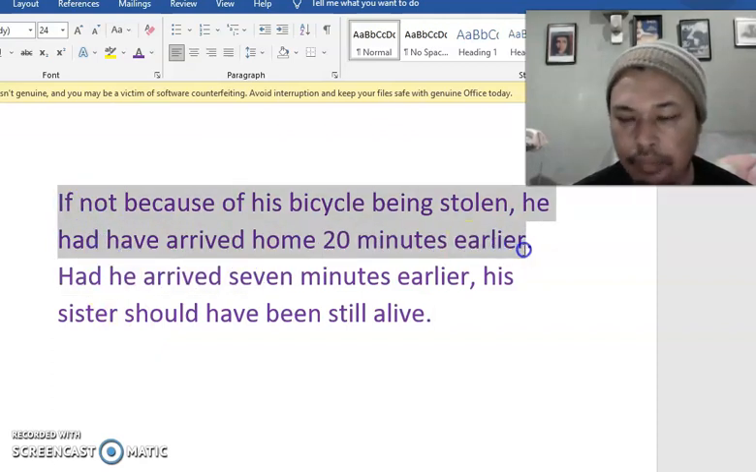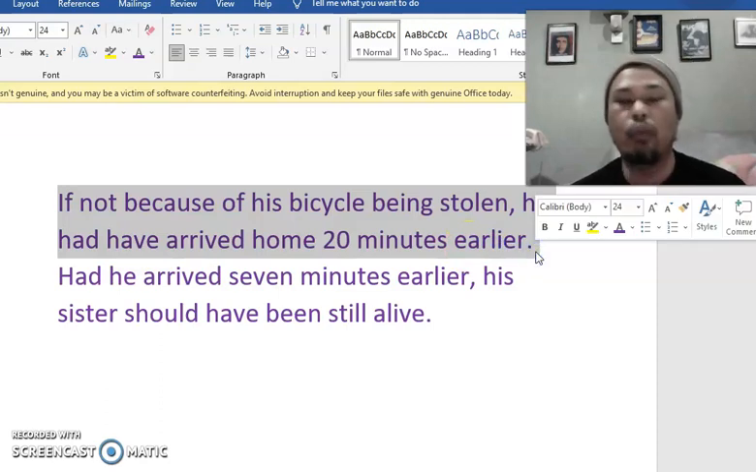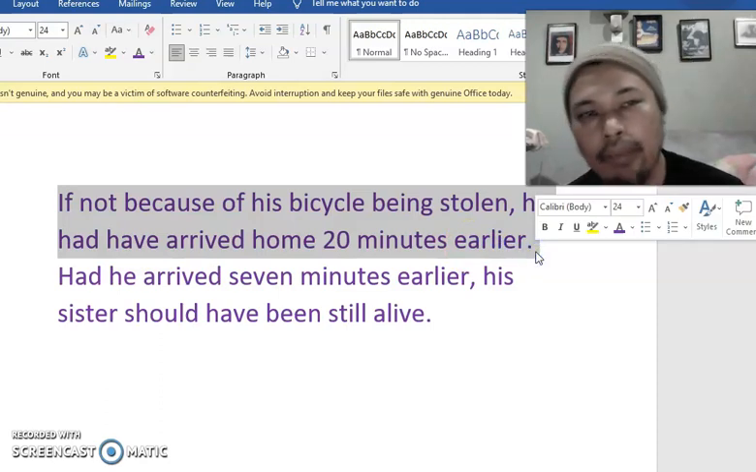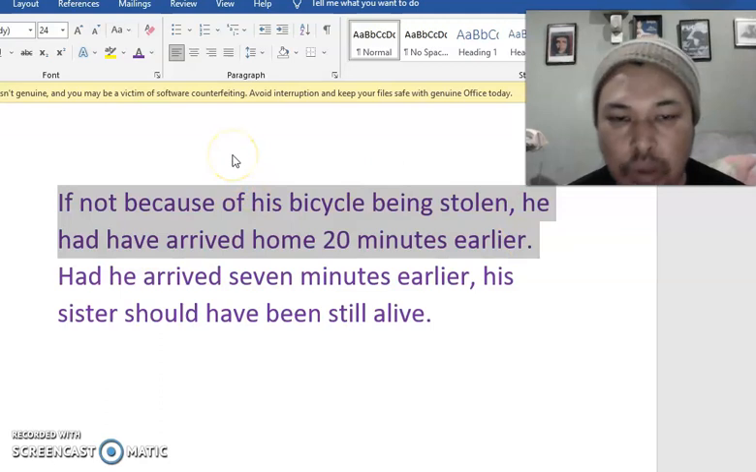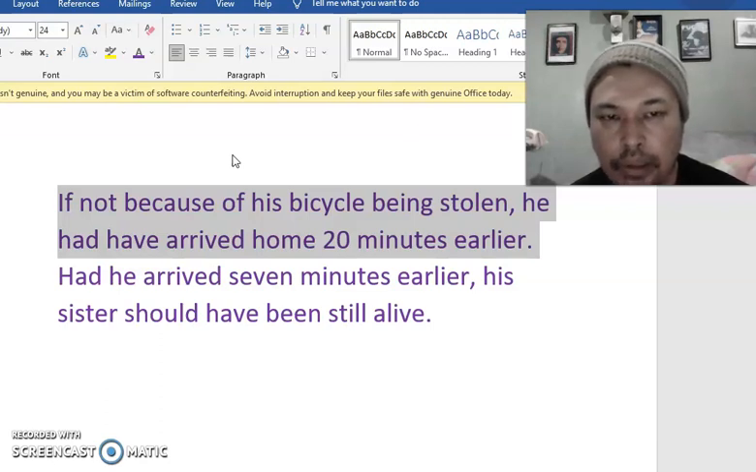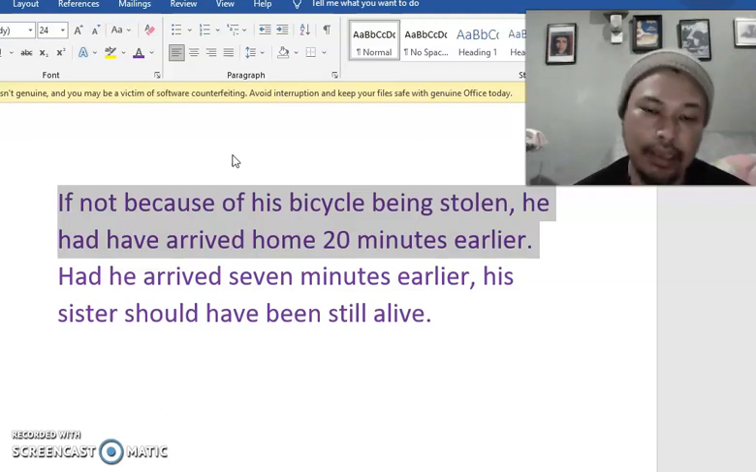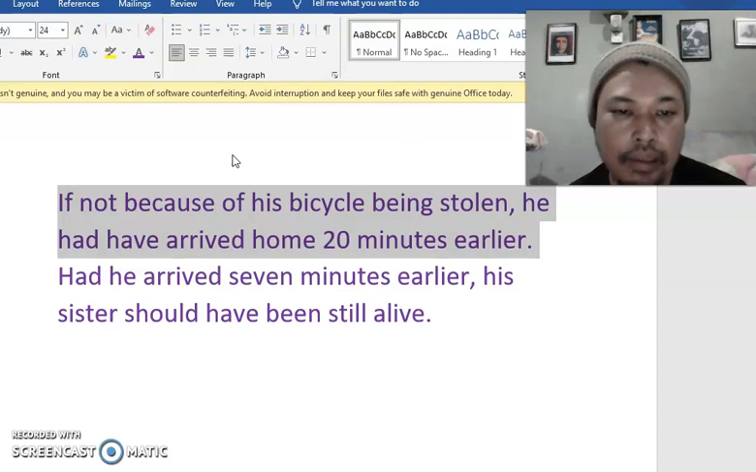There are different kinds of questions, but I'll give you an example. If not because of his bicycle being stolen, he would have arrived 20 minutes earlier. The question could be, how did he arrive home? Is it by walking? Is it by bus or something like that? The text doesn't say.